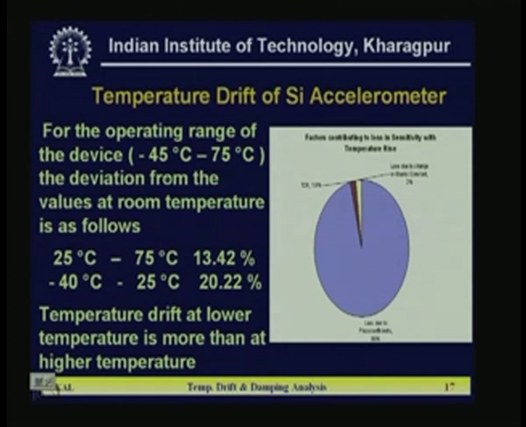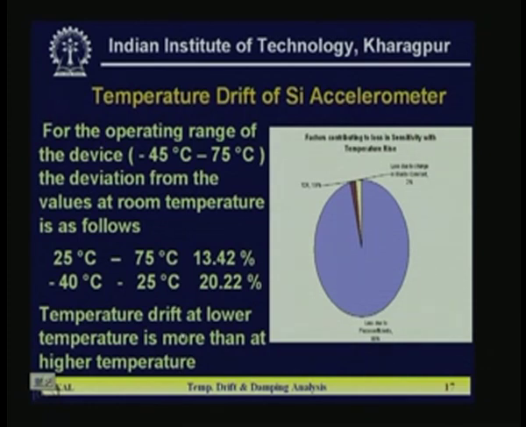Now here, from minus 45 to 75 degrees C we have calculated, and we found that from 25 degrees C to 75 degrees C the variation is 13.4%, and from minus 40 to 25 it is nearly 20%. So temperature drift at lower temperature is more than at higher temperature.